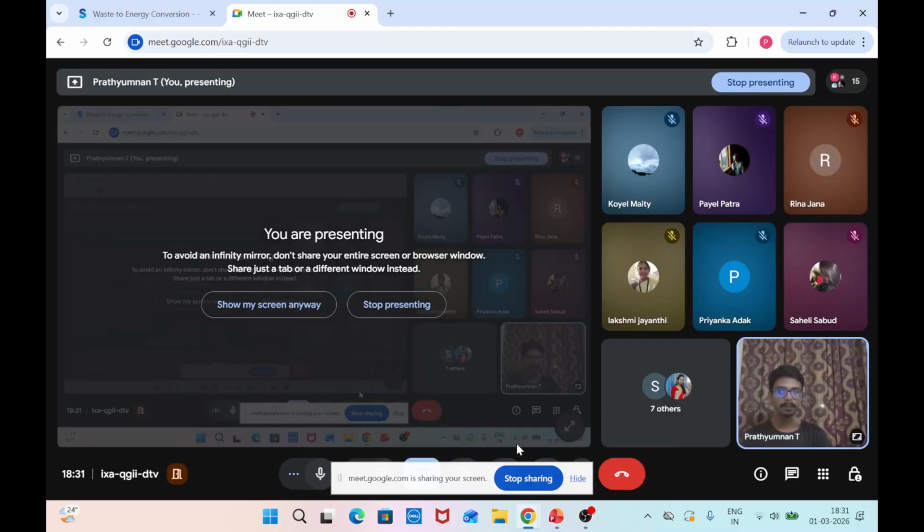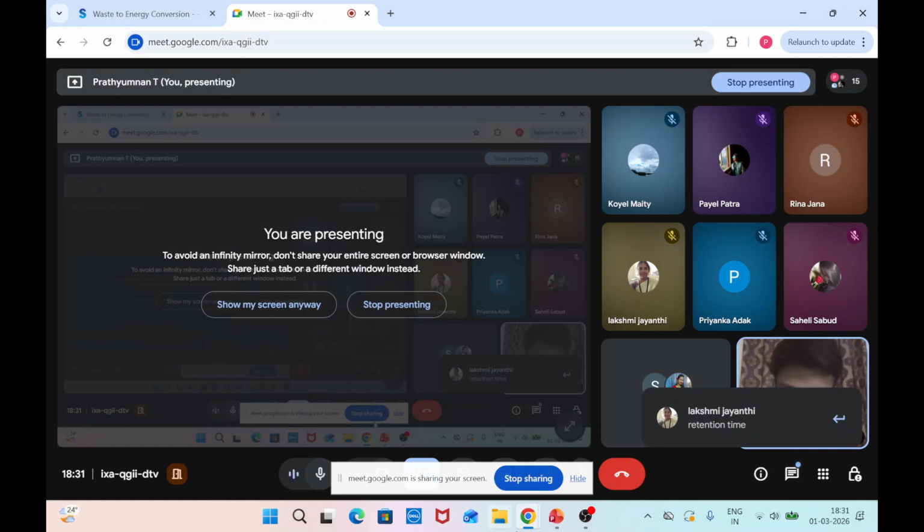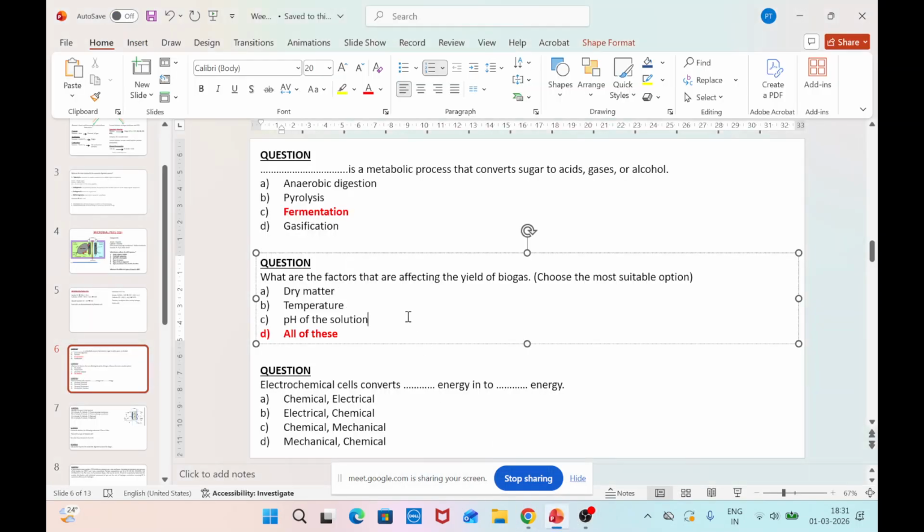Any other factors? So kindly have a, okay, yeah. So retention time, yes, that is one factor which affects. So I'll just mention it here: retention time. Again, there are multiple other factors, so please have a look at it in the course lectures. Each of these factors has a particular effect over the yield of biogas.